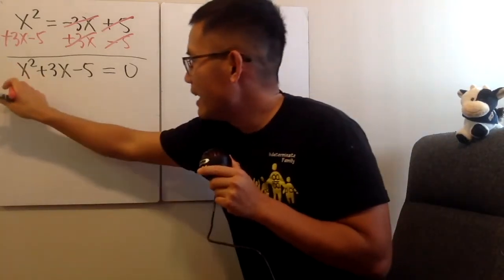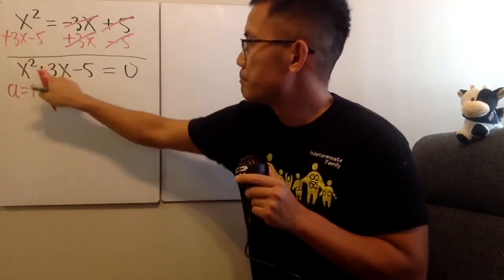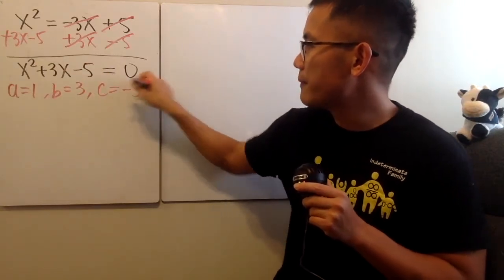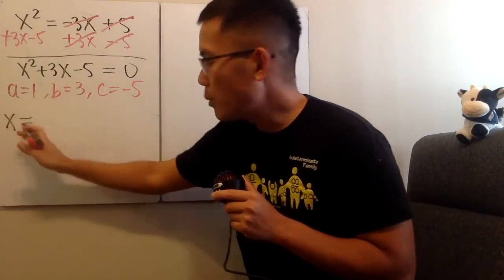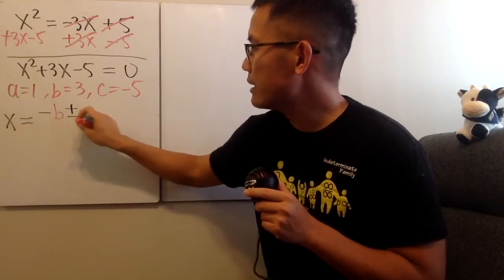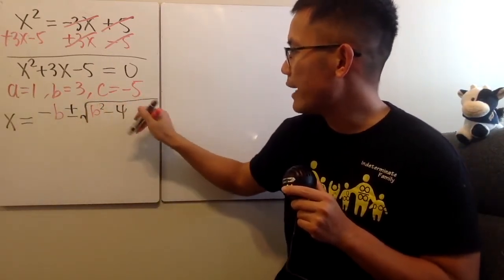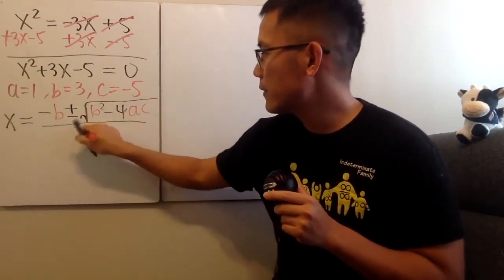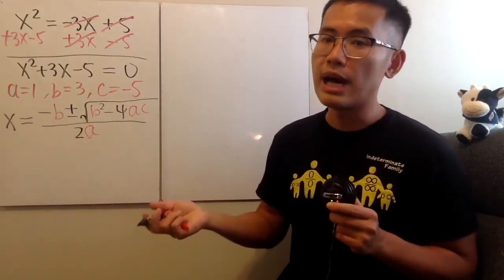So here, A is 1, B is positive 3, right? The 3. And then C is negative 5. And now, let me remind you guys, x by the quadratic formula is equal to negative b plus or minus square root of b squared minus 4ac all over 2a. And then from here, that's just throwing everything into the formula and working that out.